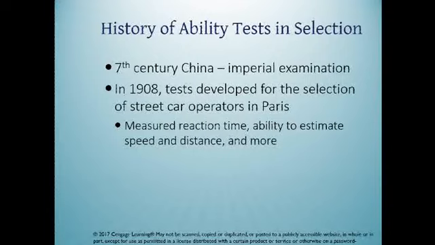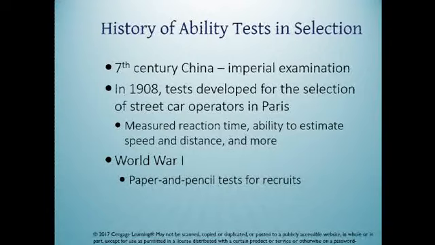So in 1908, tests were developed to select streetcar operators in Paris, and these tests measured things like reaction time. So for example, if you've ever played this game with yourself and you're standing at an intersection and the light is red and you want to start walking as soon as it turns green. It's like, as soon as it turns green, I'm gonna walk. The quicker you are at getting to walking, that is your reaction time, how quickly you respond to stimuli, which is very useful when you're driving or operating a streetcar.